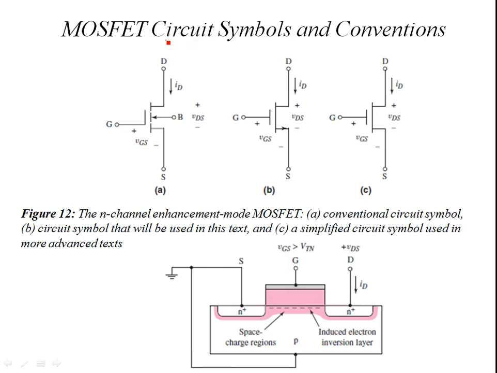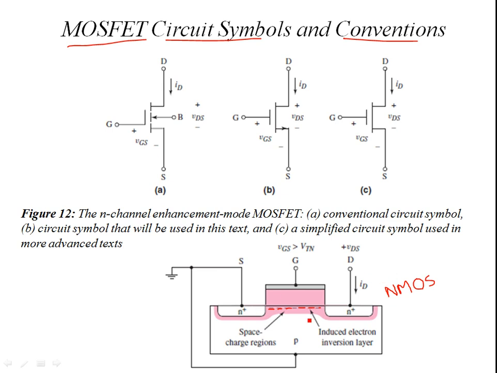I'll discuss with you the circuit symbols and the conventions associated with the MOSFETs. Now, over here, if you see down at the bottom, you have an Nmos device. Why is it Nmos? Well, you can see that its channel consists of negatively charged particles, electrons, which are responsible for the flow of current from source to drain, given the direction of this current.